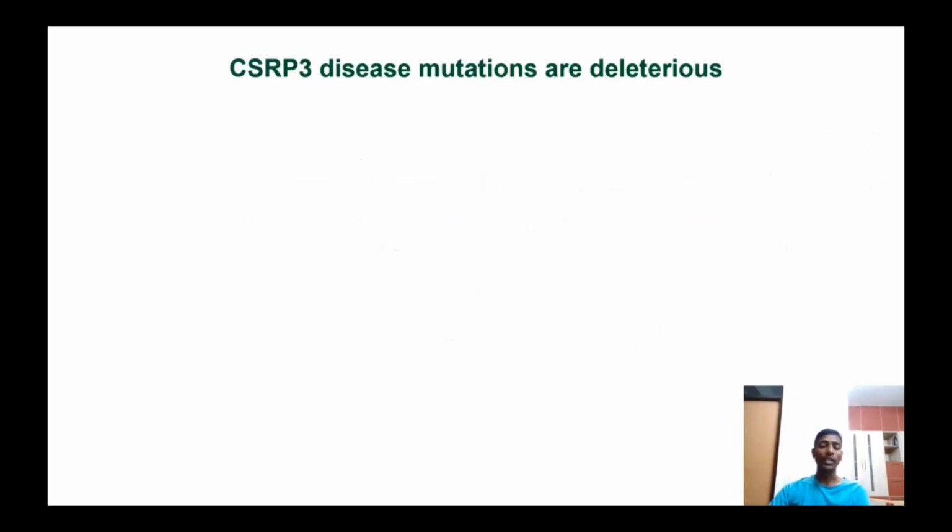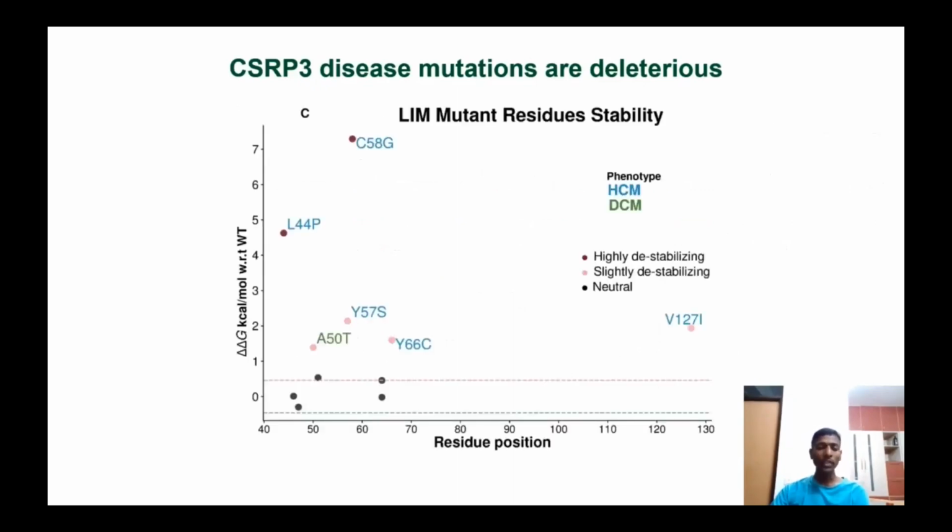The next question we ask: how are these disease-causing mutations affecting the LIM domain? For this, we carried out in silico point mutagenesis, where we substitute the original amino acid with the disease-causing ones and measure the delta delta G, or change in Gibbs free energy. And our analysis showed that the majority of the disease-causing mutations are destabilizing in nature.